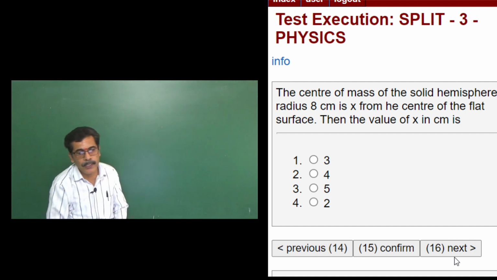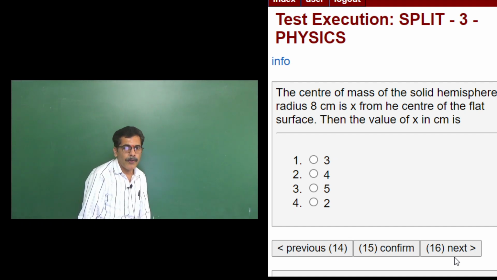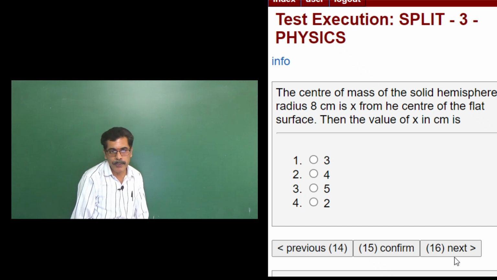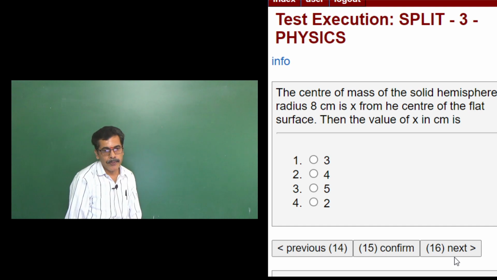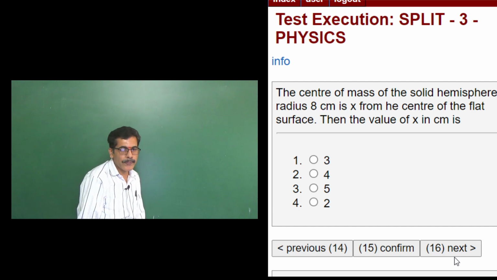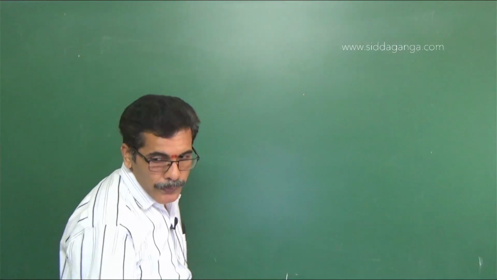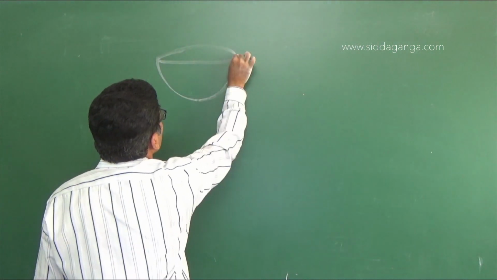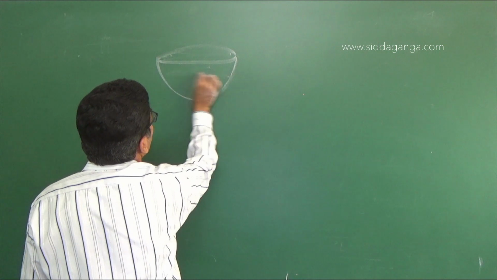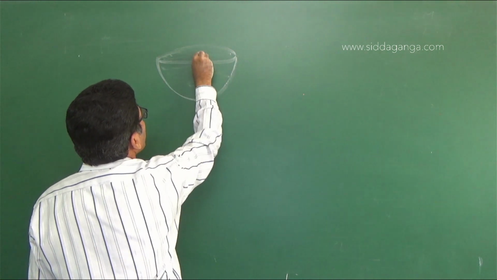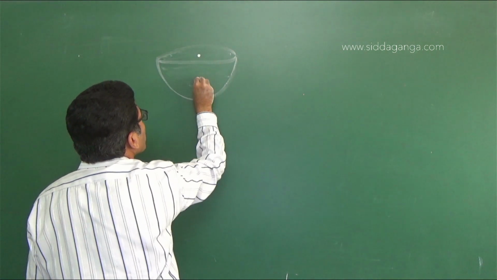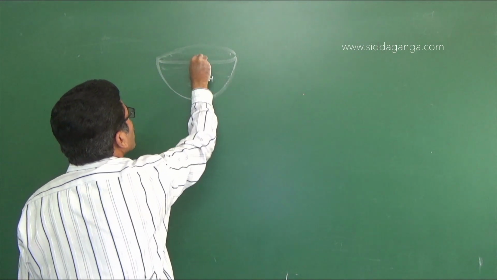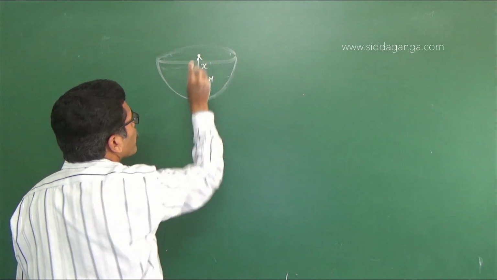Center of mass of the solid hemisphere of radius 8 centimeter is x from the center of the flat surface. Then the value of x in centimeter. See, here we have a hemisphere, a solid hemisphere. This is completely solid. From this center, somewhere here we have the center of mass. This is x.